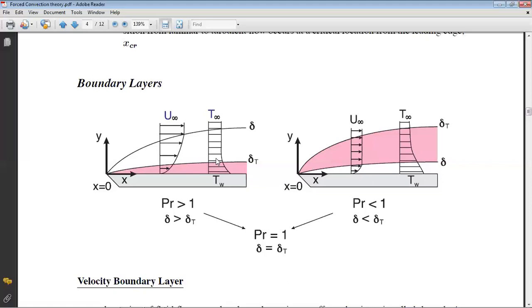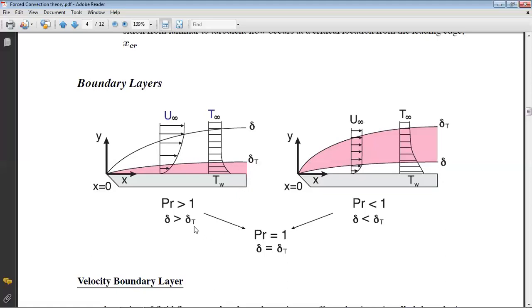Similarly, as you move upward, at a certain point, there will not be any temperature difference between the fluid and the temperature of the fluid which is flowing above the boundary layer. Now that vertical distance measured from the surface of the plate is considered to be the thermal boundary layer thickness.